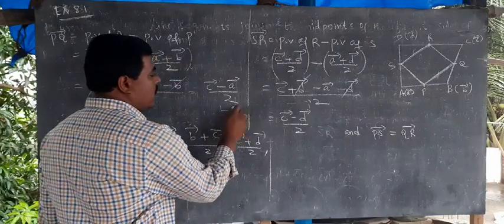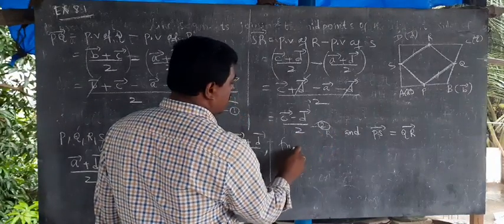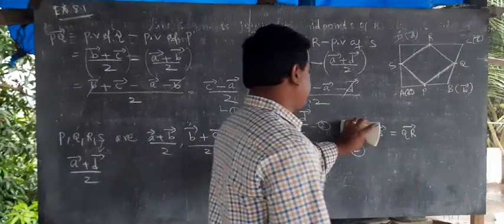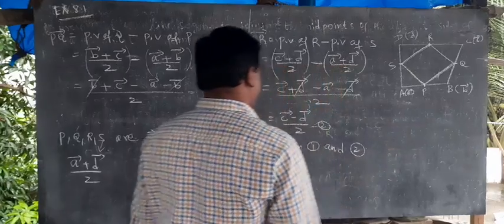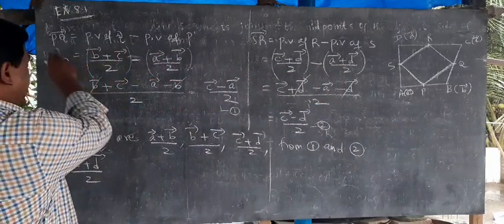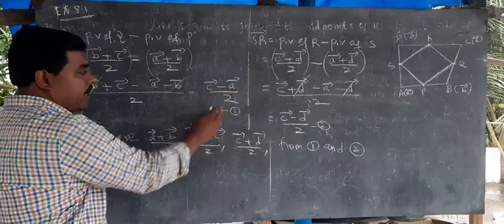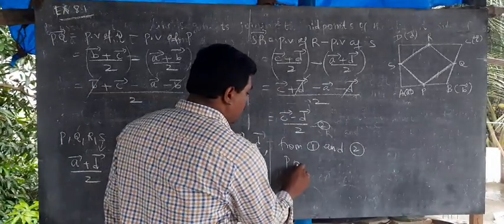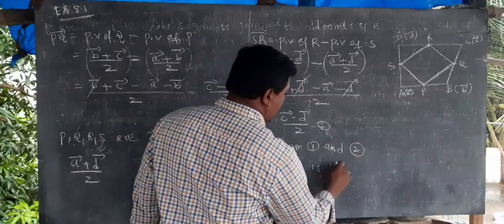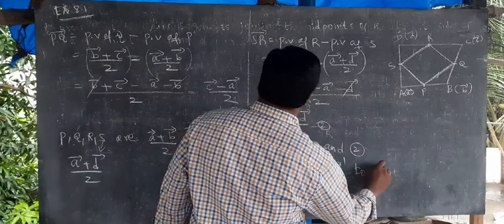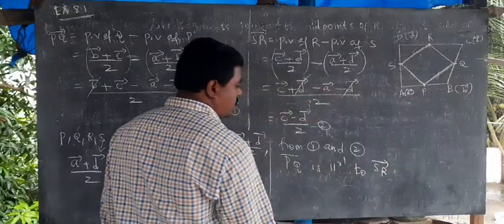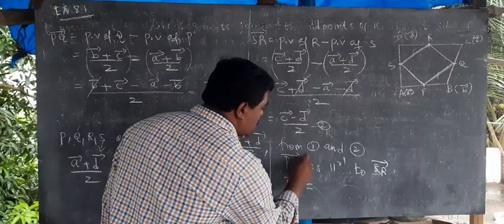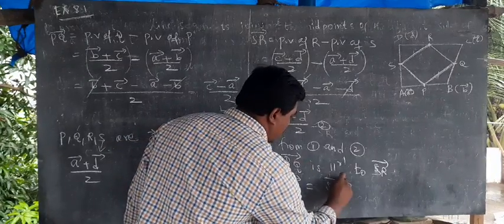This is 1, and this is 2. From 1 and 2, the answer for PQ is C vector minus A vector by 2, and the answer for SR is C vector minus A vector by 2. So PQ vector is parallel to SR vector, right? So PQ vector is equal to SR vector.